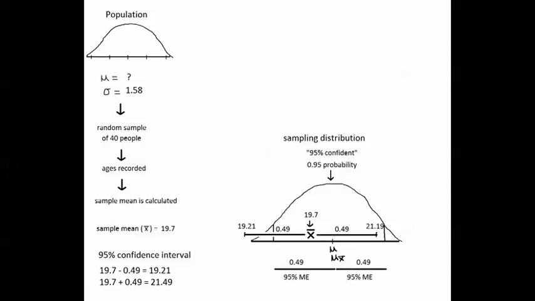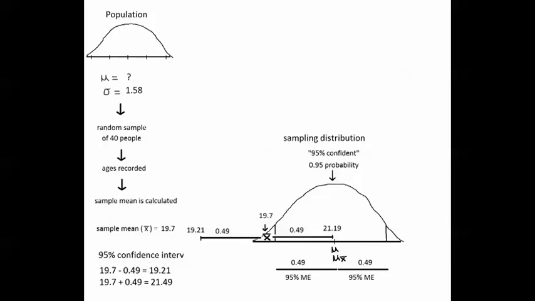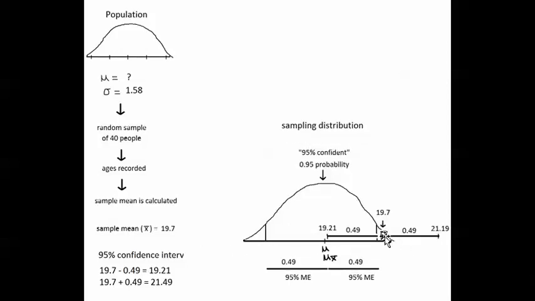Now, if my sample mean is more than 0.49 below the population mean in this tail, then the population mean isn't captured in my interval. And if the sample mean is up here, more than 0.49 above the population mean, then the population mean is also not captured inside the interval. So what I would say is I'm 95% confident that the population mean is somewhere between these two numbers right here.